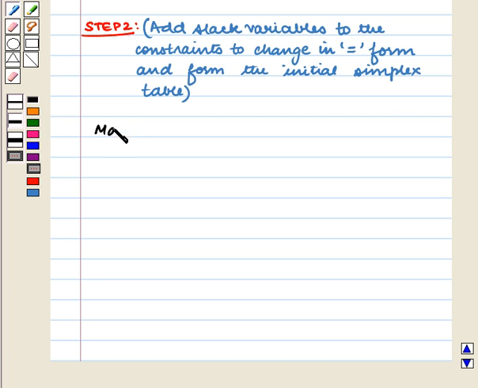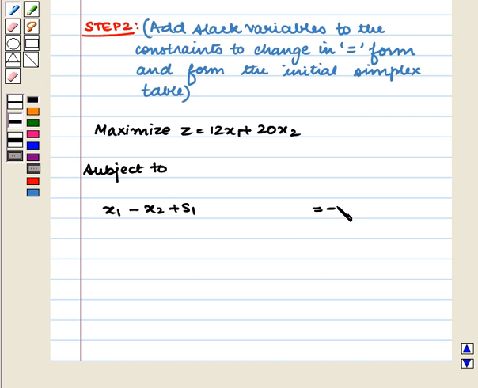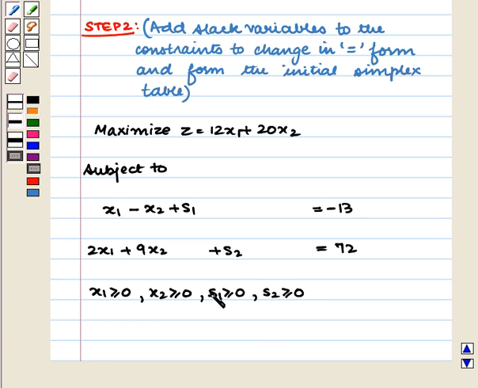So we get maximize z equal to 12x1 plus 20x2 subject to x1 minus x2 plus s1 is equal to minus 13, 2x1 plus 9x2 plus s2 is equal to 72, x1 is greater than equal to 0, x2 is greater than equal to 0, s1 is greater than equal to 0 and s2 is greater than equal to 0, where s1 and s2 are slack variables.